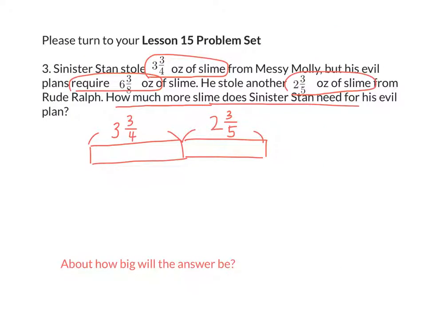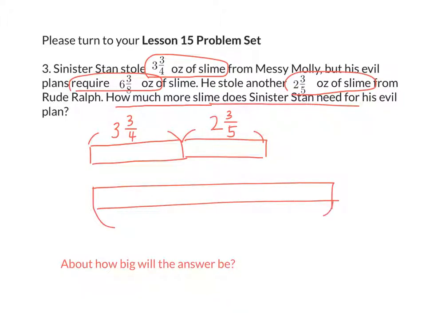Now that we've read and understood the problem, we know that first he stole 3 3/4 ounces of slime from Molly. Then he stole another 2 3/5 from Ralph. So we have to add that together. The question also tells us all together his evil plan requires how much? 6 3/8. That's a separate piece of tape because did he steal 6 3/8? That's just how much he needs in order to complete his evil plan. Okay, so go ahead and draw that at the bottom.